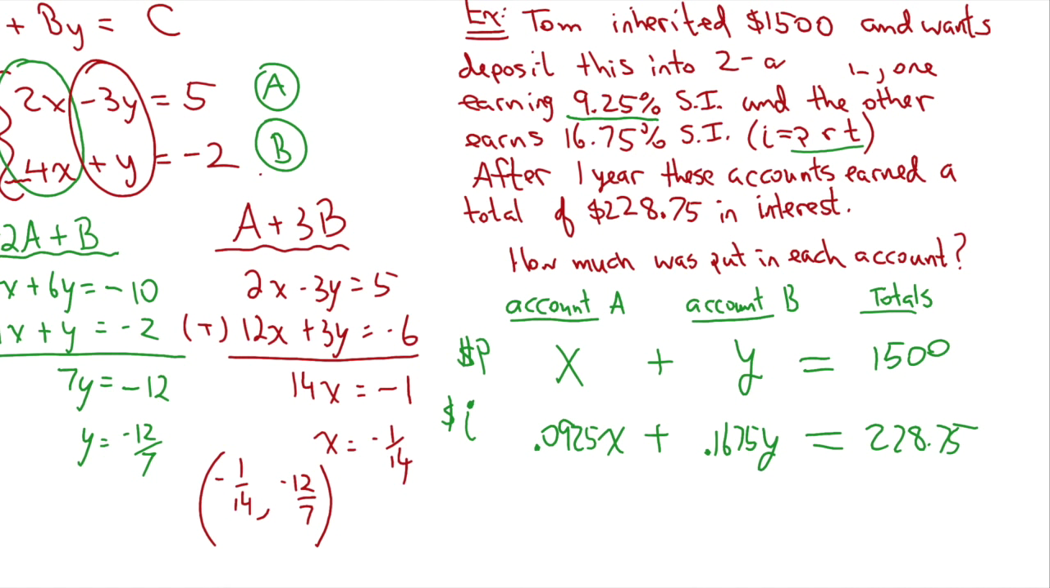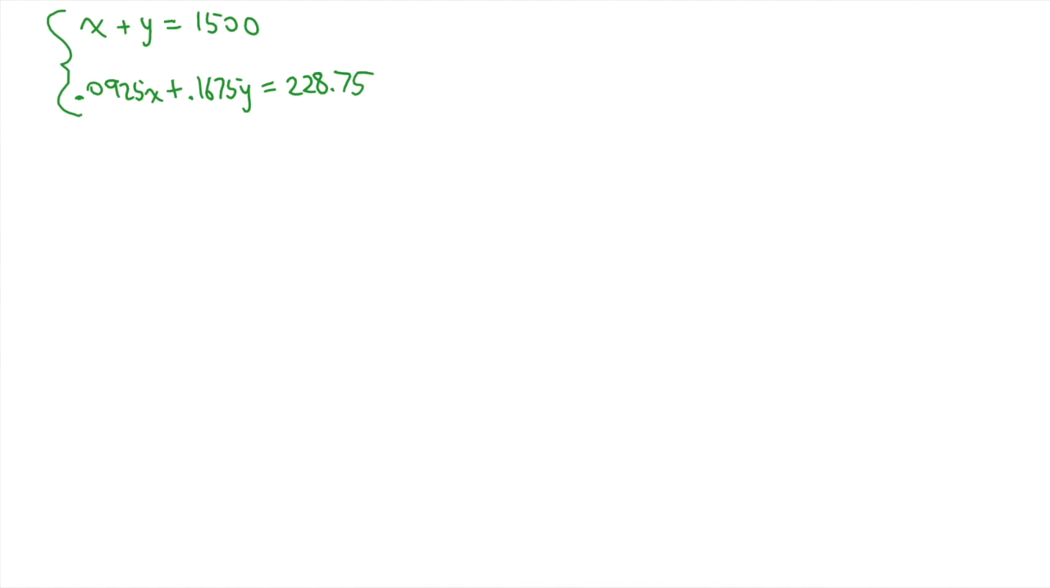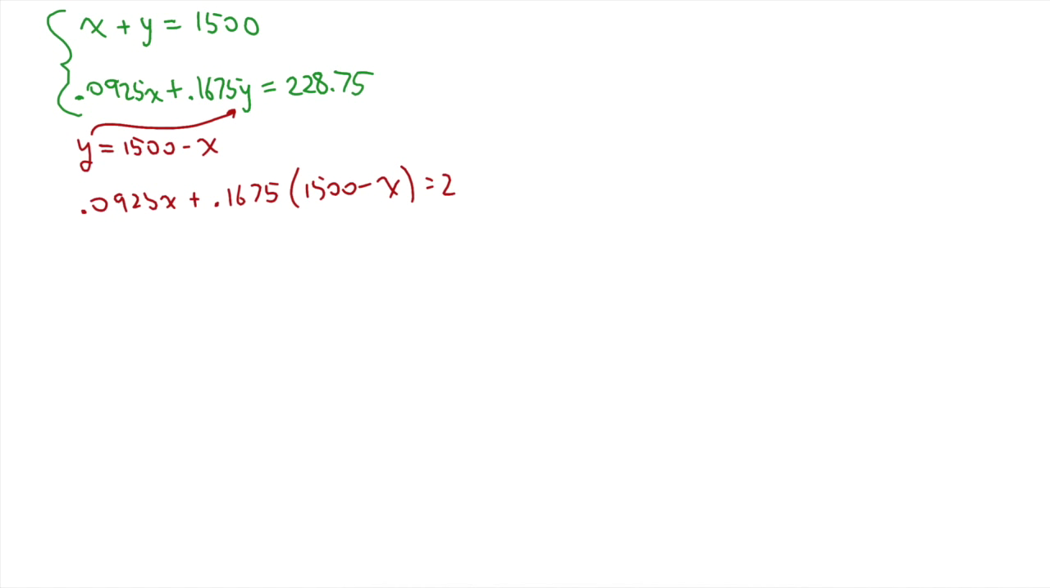So I'll let you solve that now. Good. All right, so let's see. Solve for x or y in the first equation. Y equals 1,500 minus x. Plug that into the second equation. So you get 0.0925x plus 0.1675 times 1,500 minus x equals 228.75.